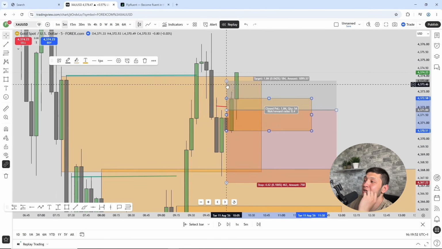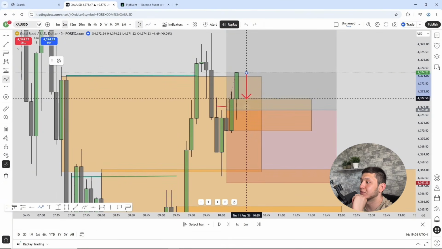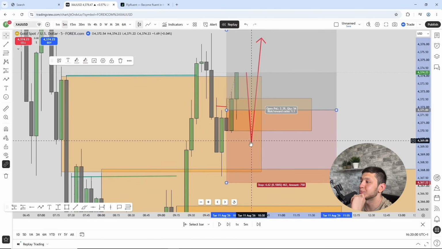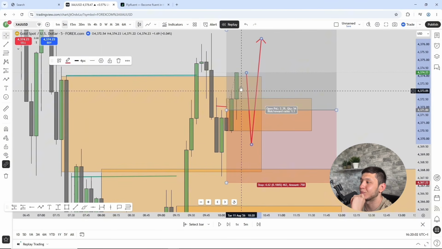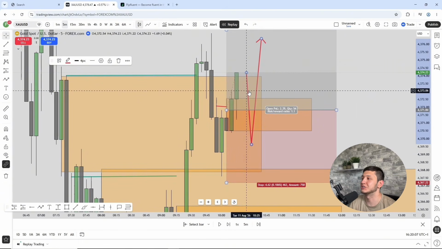Why is that? Because what usually happens is price goes all the way down, breaks this internal low and still goes all the way up, correct? And once price breaks this internal low, price creates a bearish engulfing. And that bearish engulfing is also manipulation for sellers as well. So price manipulates buyers and manipulates sellers at the same time, correct?